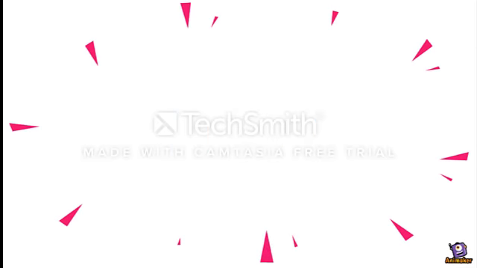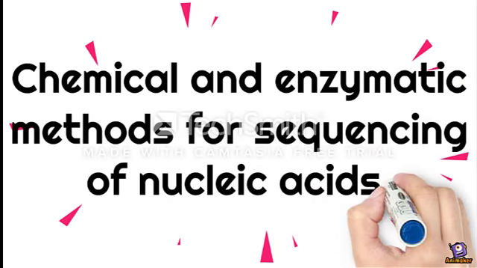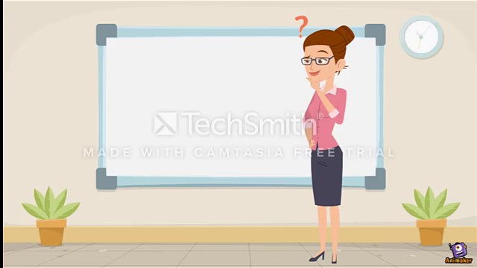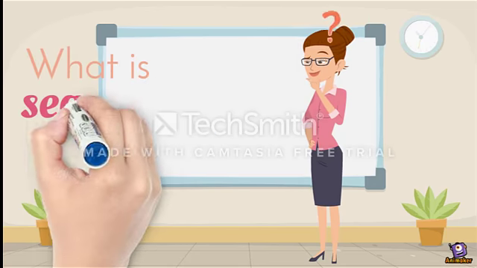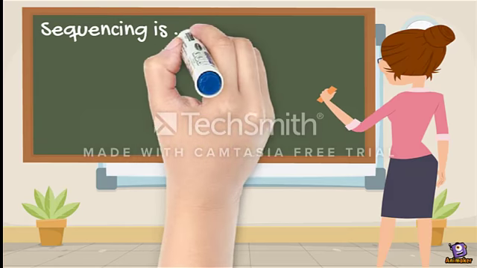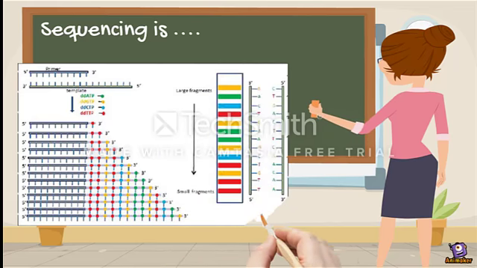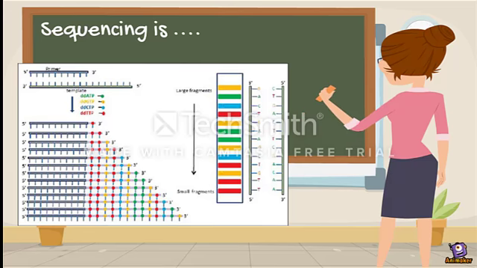The topic of today is about chemical and enzymatic methods for sequencing of nucleic acids. But first, do you know what sequencing is? Well, if you don't know, don't worry, I will give you a definition. Sequencing is the process of determining the sequence of nucleotide bases in a nucleic acid molecule. In this video, we will take a look at methods used for DNA sequencing.